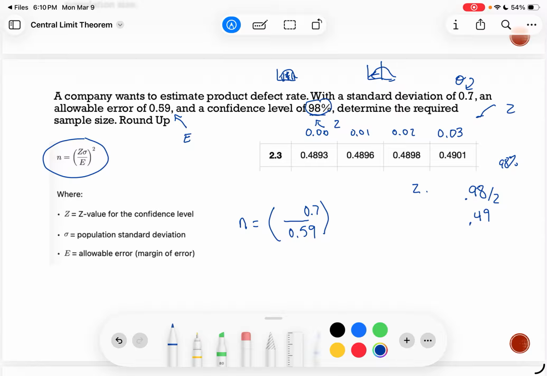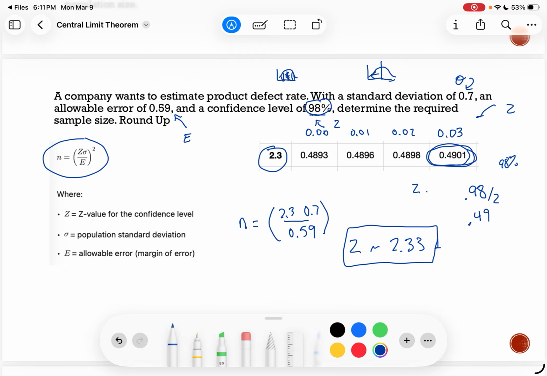Now, when we look at the table, I'm just filling this out. We're looking for 0.49. 0.49 is basically right here, pretty close to 0.3. So now we grab the 2.33. Pretty close to that. And that is our z.